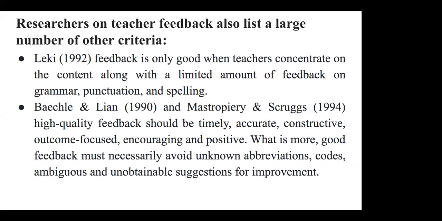Also, other researchers said high quality feedback should be timely, accurate, constructive, encouraging, and positive. What is more, good feedback must necessarily avoid unknown deprivation code, ambiguous, and unobtainable suggestions for improvement. This set of criteria, in comparison with the three that I mentioned before, is more sufficient in my opinion. It covers nearly all aspects of good feedback. That is, the elements of good teacher written feedback, the tone of teacher feedback, which is encouraging and positive, as well as the practicality of the feedback, obtainable suggestions.